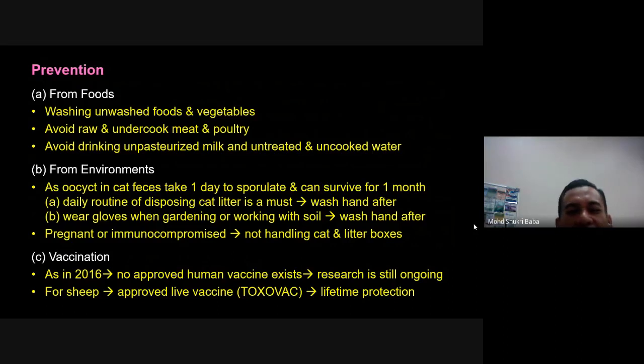Okay, Toxovac, sekali you bagi vaksin tu pada sheep yang kita pelihara, okay, memang Toxovac ni telah diluluskan oleh Jabatan Veteriner. So dia akan bagi lifetime protection kepada sheep tu lah. Okay, so tapi pada manusia setakat 2016, there is still no approved human vaccine exist because the perfect vaccine for human is still ongoing.